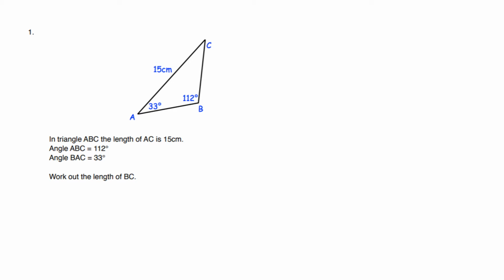So if I have a look at my angle of 112 degrees, I can see that that's opposite my side, which is 15 centimetres long. And then if I have a look at the side I want to find, which is BC, I can see that the angle of 33 degrees is opposite that side. So I can use the sine rule to solve this problem.